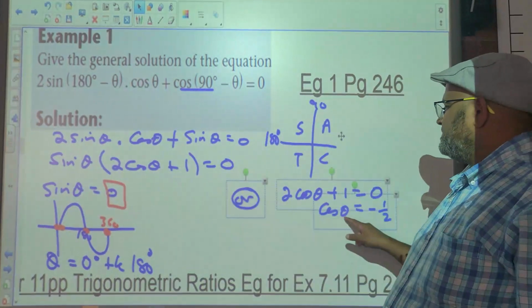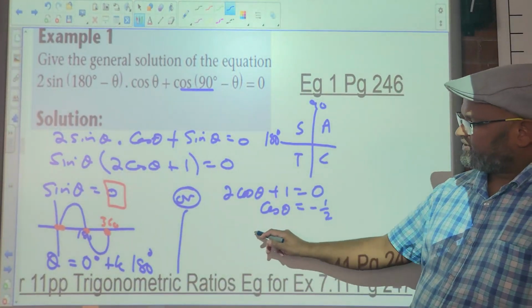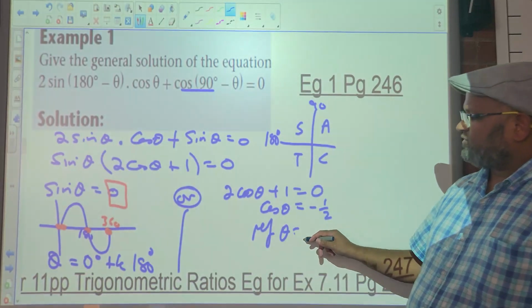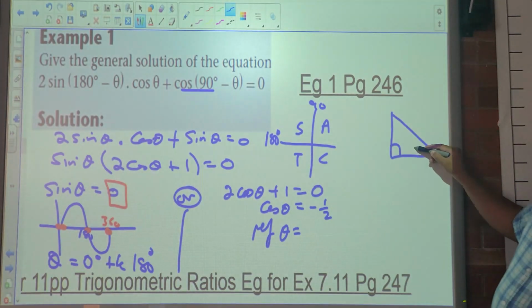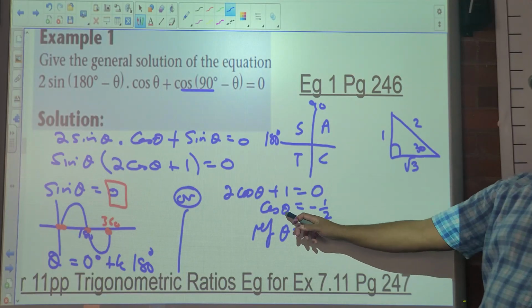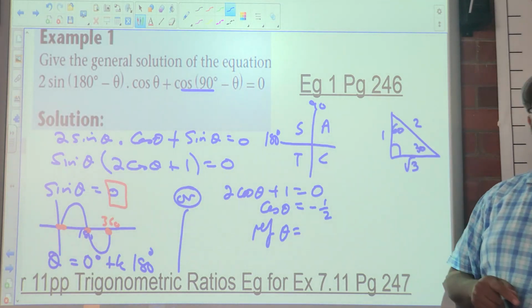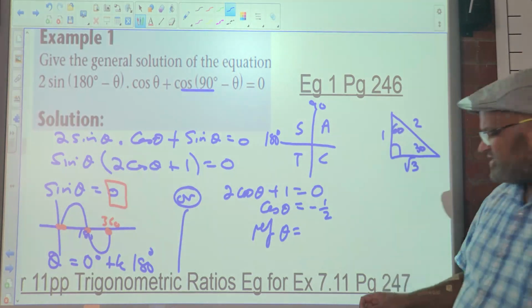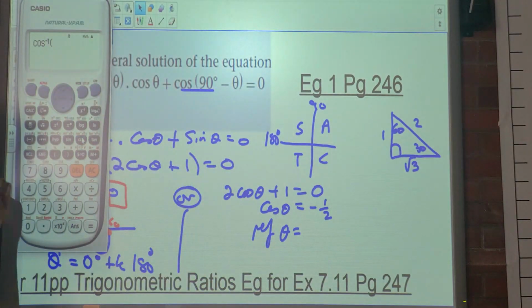So here, you calculate the reference angle, not so. So reference theta is equal to inverse cos of a half. Or if you know that that is coming from a special triangle, so it's 1, 2, root 3. And when it's cos a half, adjacent over hypotenuse, so it's going to be 60. You all agree with that? Otherwise, if you didn't know that, no problem. You've got shift cos of a half. Remember, I'm dropping the negative. It's 60 degrees.